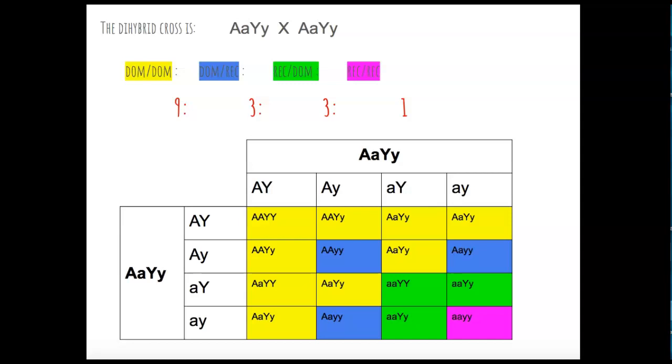where we have 9 individuals that are dominant for both traits, 3 individuals that are dominant for color and recessive for shape, 3 individuals that are recessive for color and dominant for shape, and 1 individual that is recessive for both of those genes.